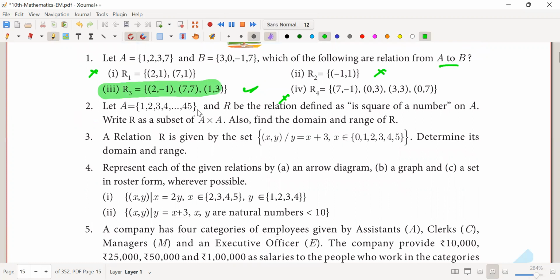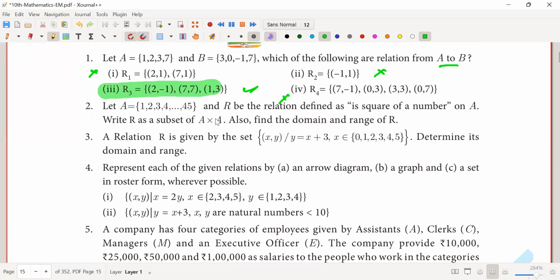A equal to 1 to 45. Good. Relation R defined by the square of the number. Write the subset of A cross A. Square of the number. 1 square is 1. 2 square, 3 square, 4 square, 5 square, 6 square, 7 square, 49. But we have only till 45. So until 6 square it is possible.